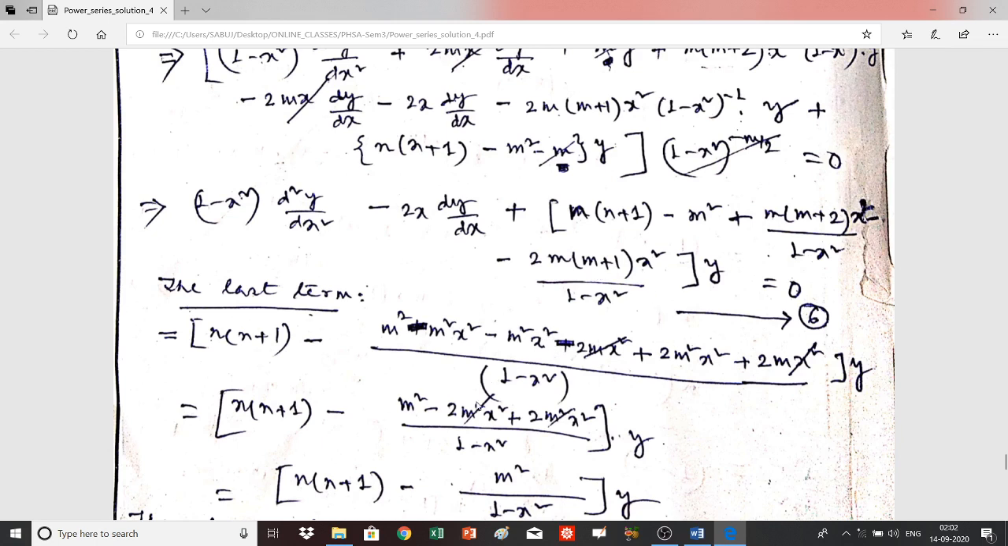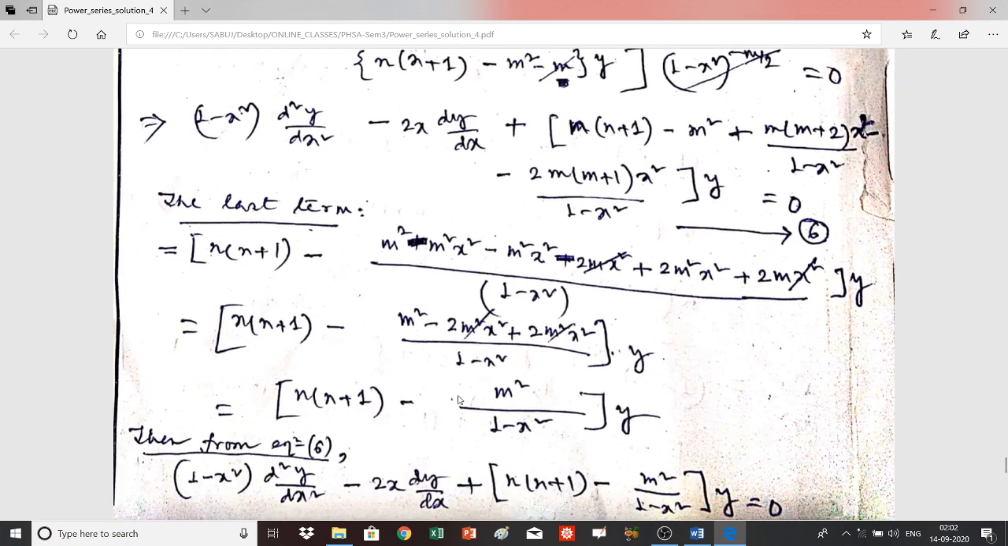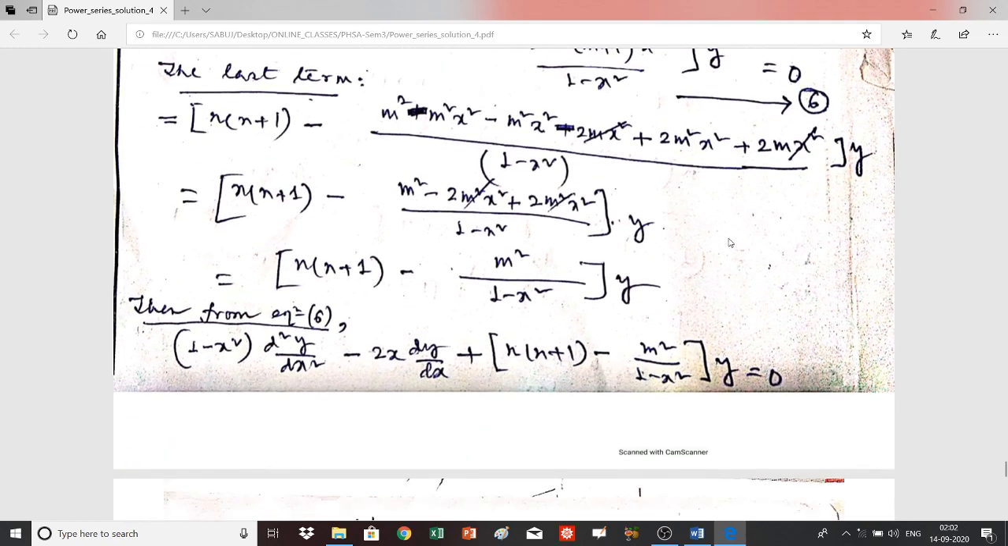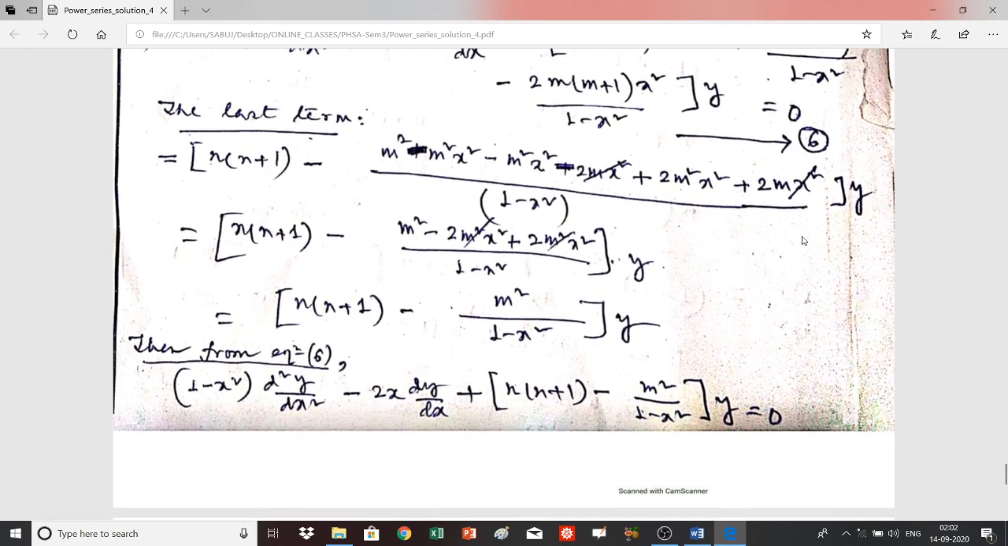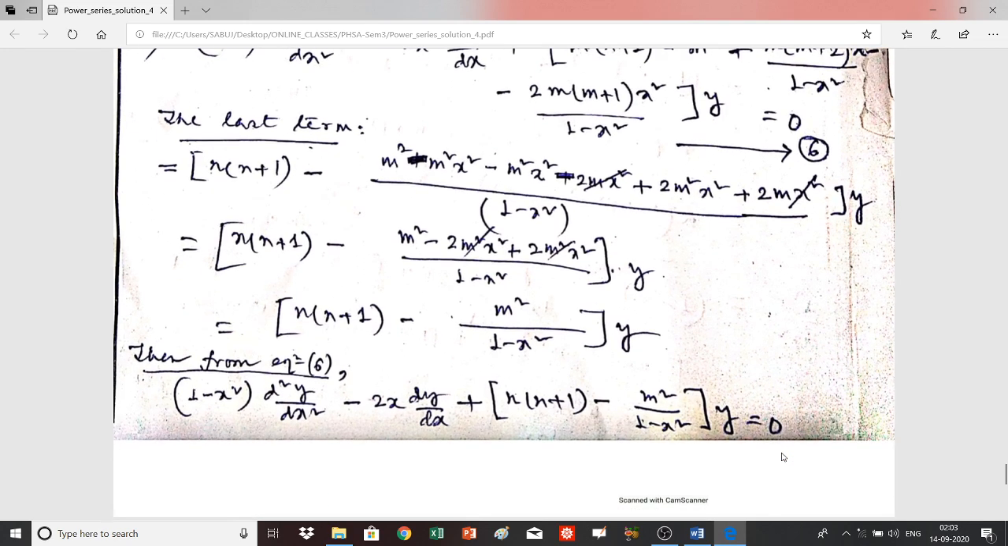After doing simplification, this is very easy, and you will finally get n into n plus 1 minus m square by 1 minus x square into y. Thus, from the equation I have written, this equation is equation 6. So substitute the value of the last term in equation 6. That will give you 1 minus x square d2y by dx square minus 2x dy by dx plus n into n plus 1 minus m square by 1 minus x square into y, that is equal to 0. So we finally get the associated Legendre equation.